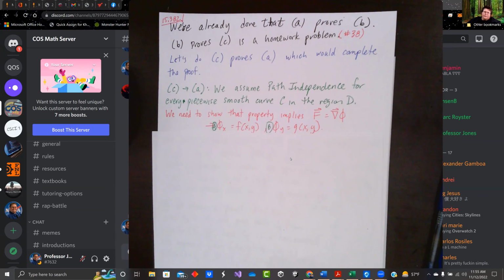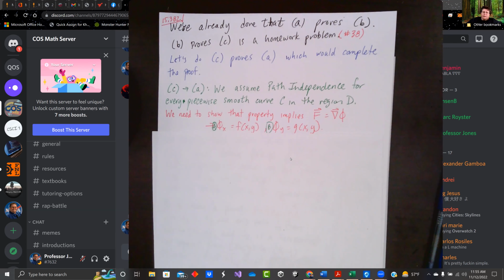Proving C starting with B is a homework problem. It's actually number 38 if you want to take a look at it. So let's do C proves A, which would complete the proof. If we start with one, then we can get any of the other two.